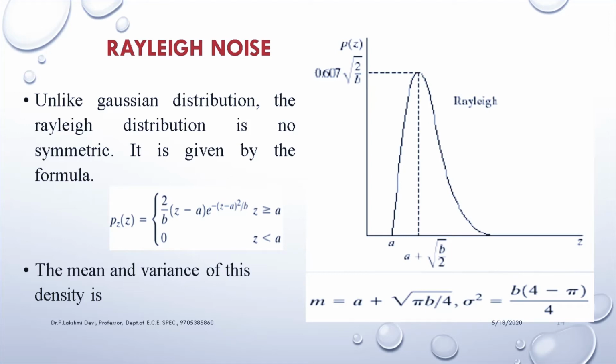The mean and variance of this density are given as: the mean M equals A plus square root of pi B by 4, and sigma square, the variance, equals B into (4 minus pi) by 4. These are some standard formulas for this particular noise model, Rayleigh.